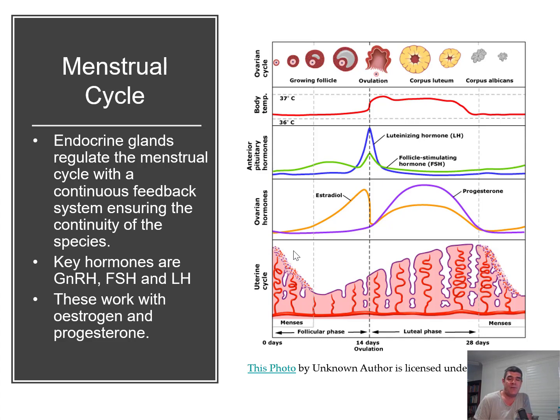So in this first one, we've got a diagrammatic representation of what's going on here. You can see firstly a picture of what's happening in the ovary itself. Female babies are born with all of the eggs they'll ever have. And those eggs will develop one at a time.